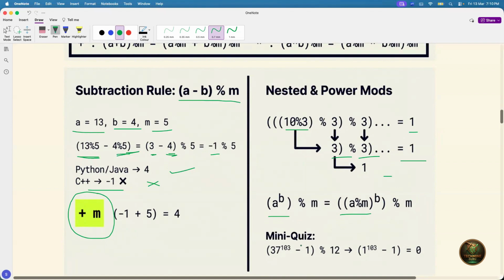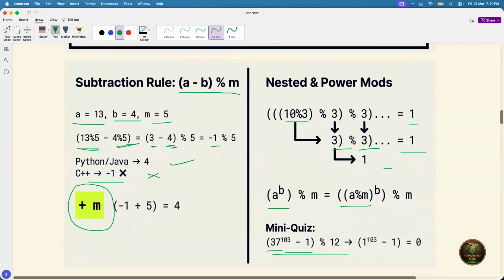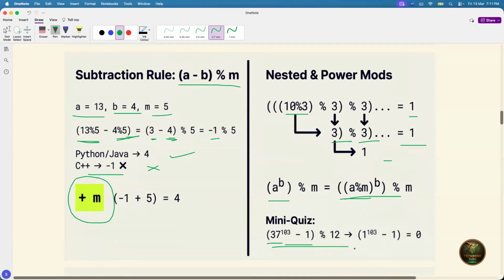To understand this better, if you are given 37 to the power 103 minus 1 modulus 12, it will be a very big number, right? So we can apply this formula here. 37 modulus 12 will give the result as 1, right? And whole power 103 will again give the result as 1 only. So 1 minus 1 will be 0.